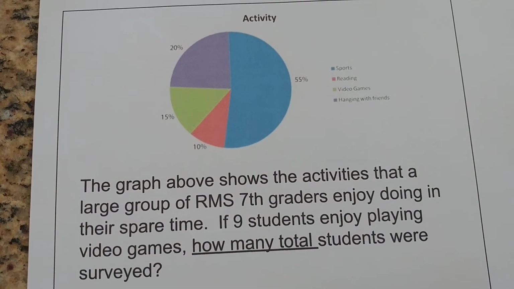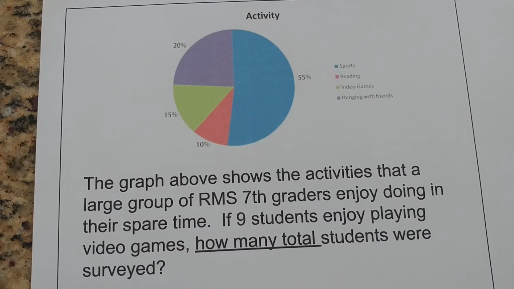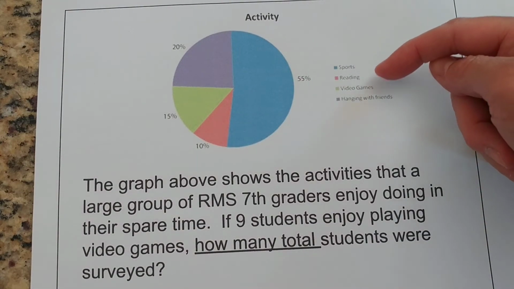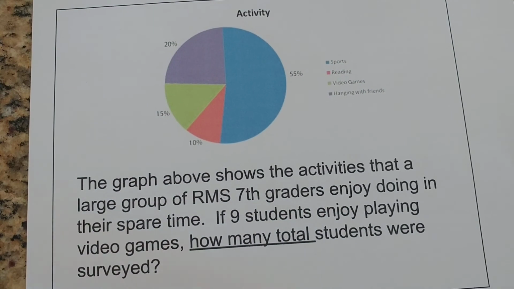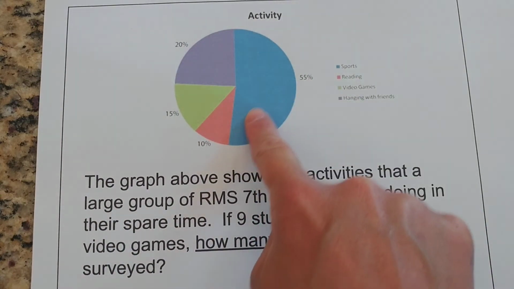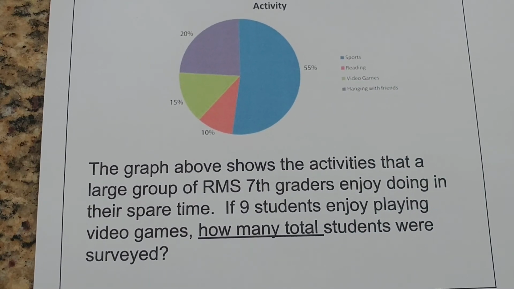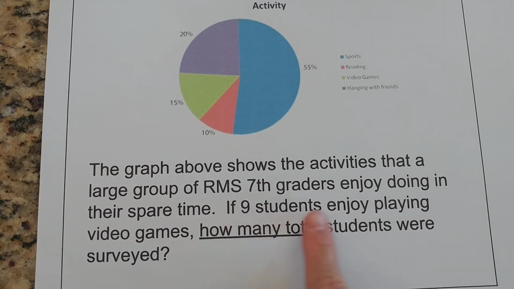In this last example, we can see that 7th grade students were surveyed on what they like to do in their spare time. Here are the activities: sports, reading, video games, and hanging with friends. And just by looking at the circle graph, doing no math at all, we can see that a little over half of the students like to do sports in their spare time. So let's look at the question we're being asked. If 9 students enjoyed playing video games, how many total students were surveyed?